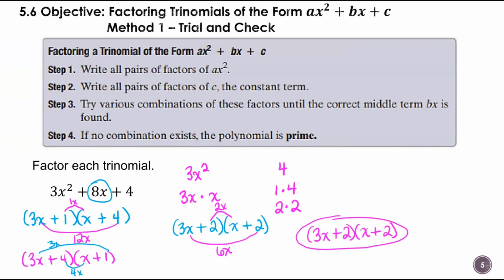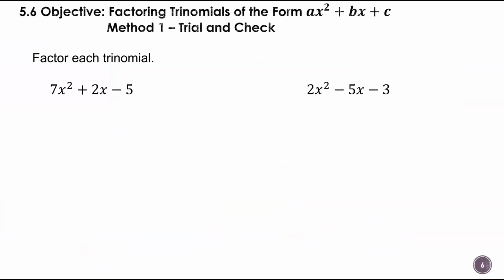Remember that we're going to use this method where we write out the factors of the ax squared, and then we write out the factors of the c, and then we try to combine them in such a way that we can get the middle term, 2x in this case. All right, so let's write out factors of 7x squared and factors of -5. So 7x squared would just be 7x times x.